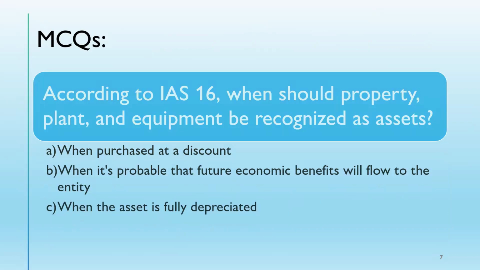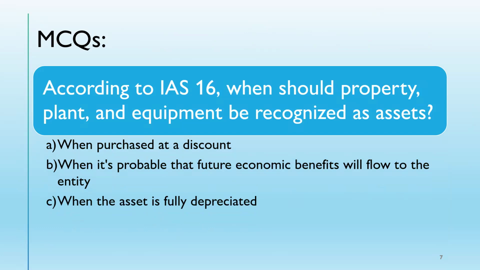Let's see some practice questions. According to IAS 16, when should property, plant, and equipment be recognized as assets? Option B, when it's probable that future economic benefits will flow to the entity. Option C, when the asset is fully depreciated. The correct answer is option B, when it's probable that future economic benefits will flow to the entity.